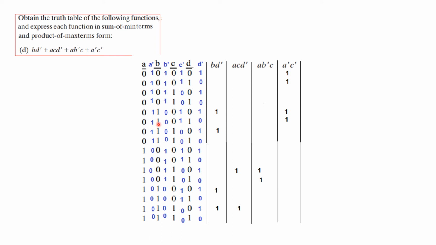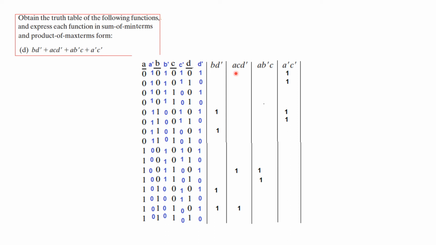Similarly, B is 1 and D dash is 1, so a 1 here. And going down, B is 1 and D dash is 1, so 1 here. And B is 1 and D dash is 1, so 1 here. So I have not written zeros. You can write zeros if you want. That makes it slightly clumsy, so I've just kept it open.